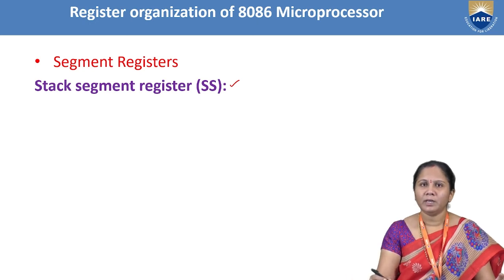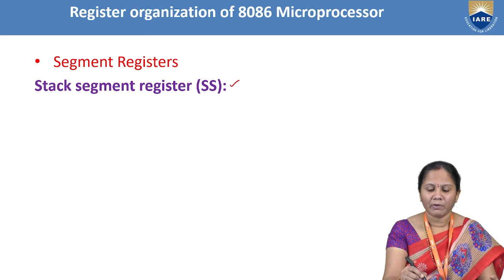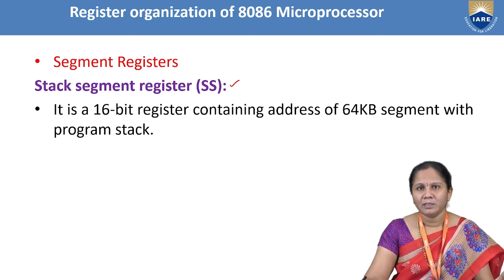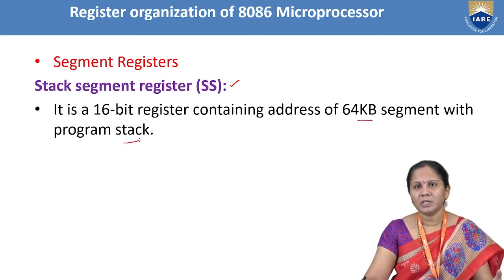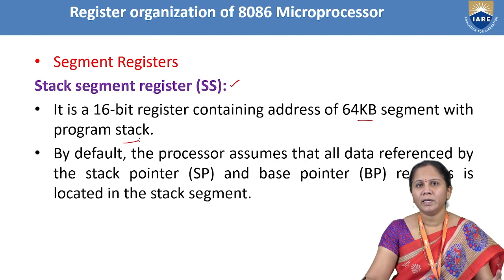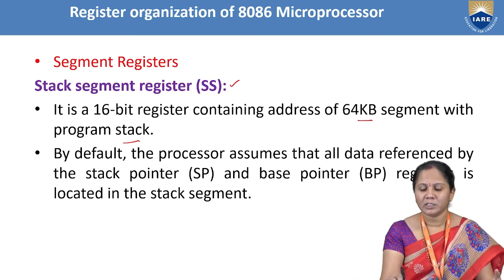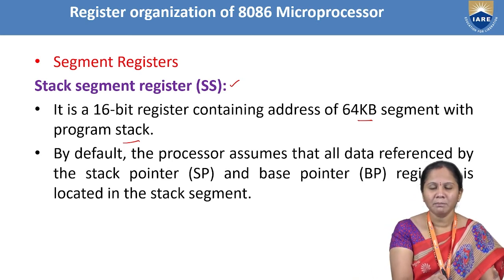Next, coming to the next segment register available in the 8086 microprocessor, it is the stack segment. This is also a segment register whose memory size is 64 KB. The stack segment register is capable of holding the data related to the stack temporarily. It is a 16-bit register containing the address from the 64 KB segment with the program stack.